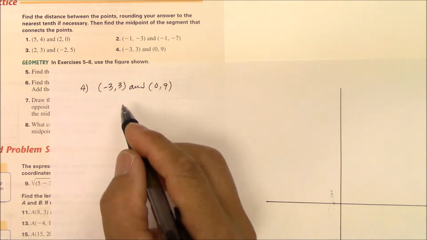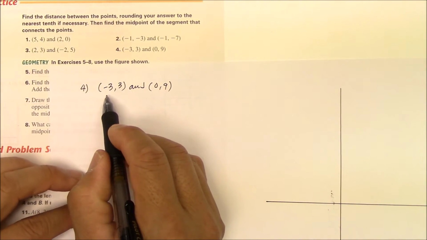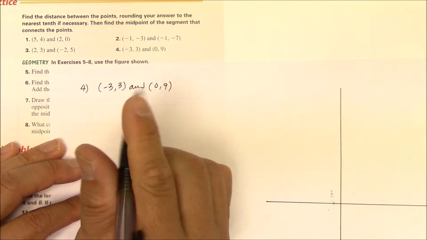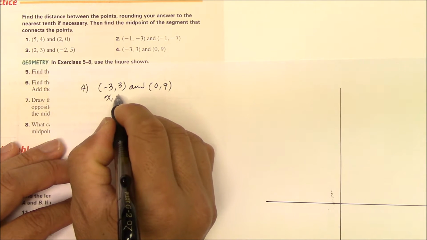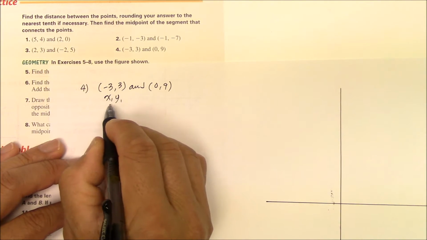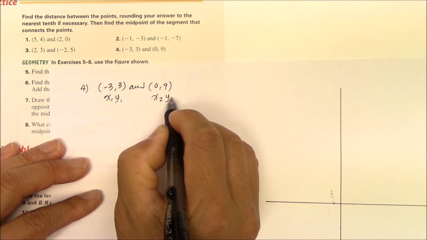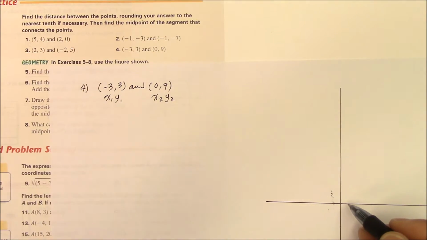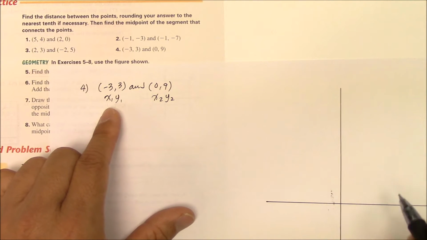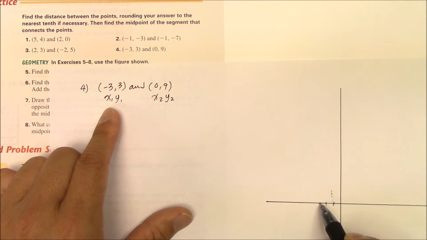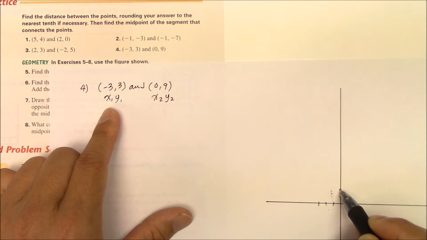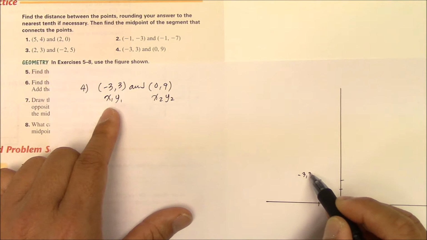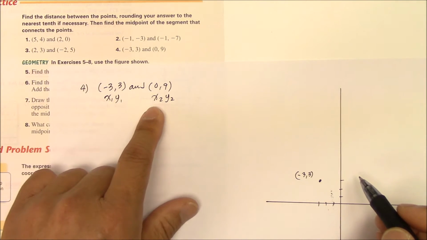So the coordinate -3 and 3. What I always recommend to students first is to label them. When you're given two coordinates, label them as x1, y1, this is the first x and y coordinate, and x2, y2, the second set of coordinates. So let's plot them on the coordinate plane here. -3 and 3 is about 1, 2, 3, and 1, 2, 3. It's like over here somewhere. That's -3 and 3.